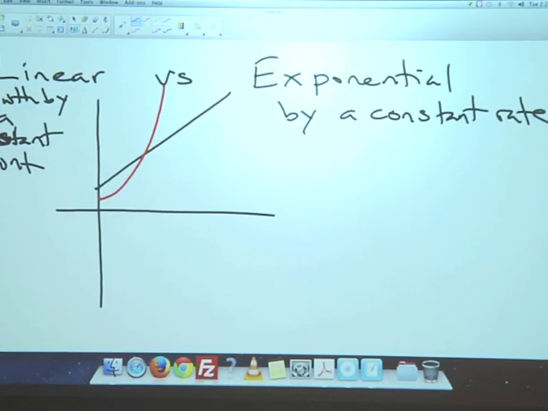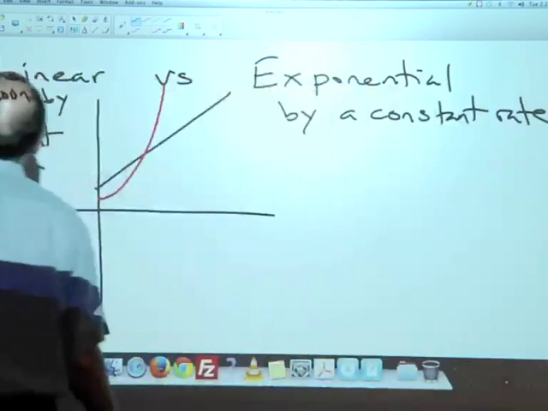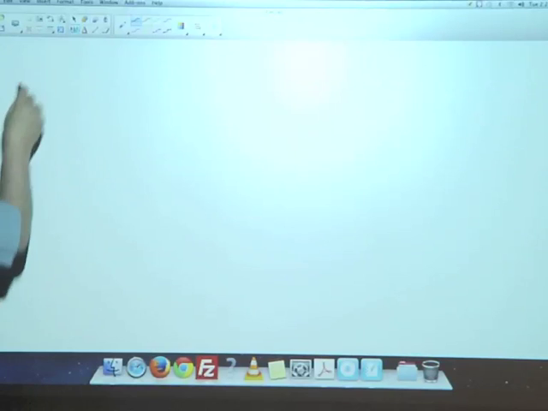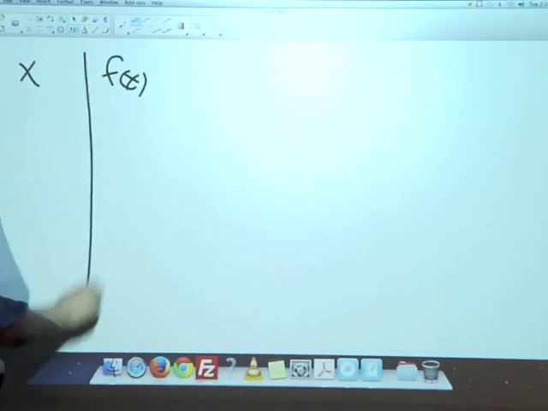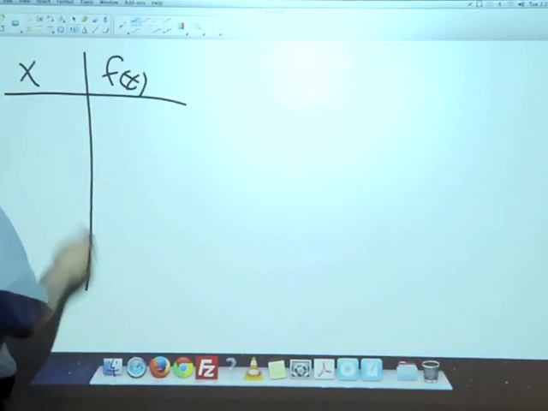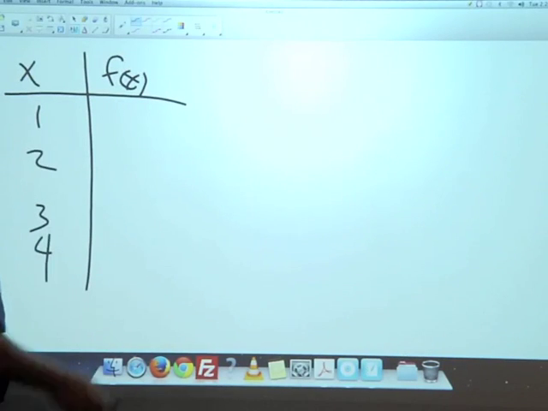So how do you decide if it's linear or exponential? For example, if I had something that looked like this, we've got x and f of x, or y, doesn't matter: 1, 2, 3, 4.